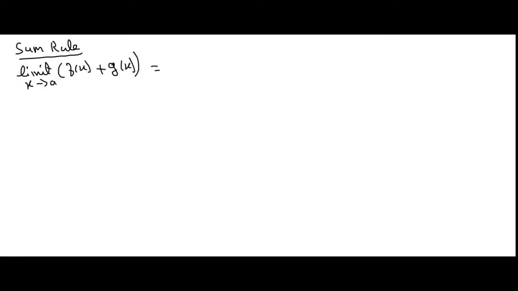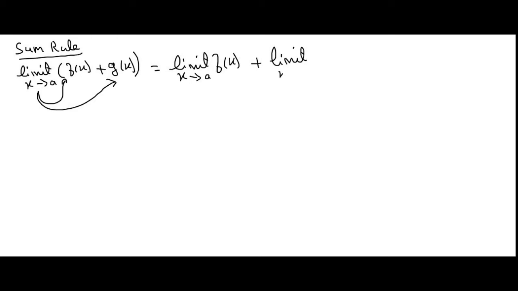Now we are going to apply the limit. This means that the limit is applied to f of x and to g of x. We get limit x approaches to a of f of x plus limit x approaches to a of g of x. After this, we can apply the limits to these separate functions accordingly as per the formula or requirement of the question. For this, we are going to take one example.